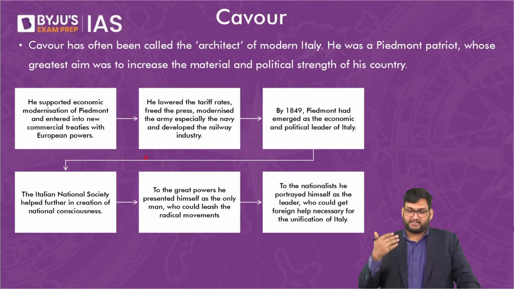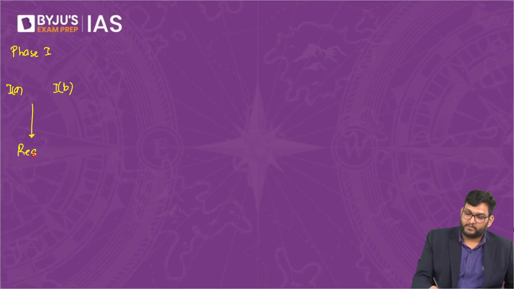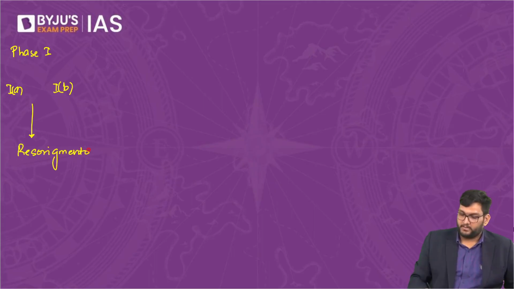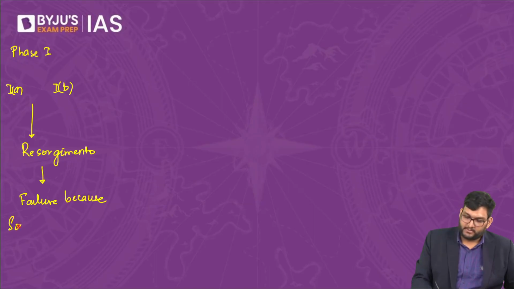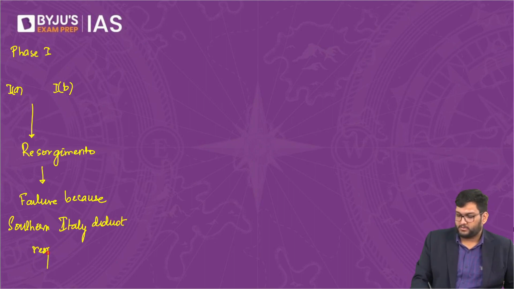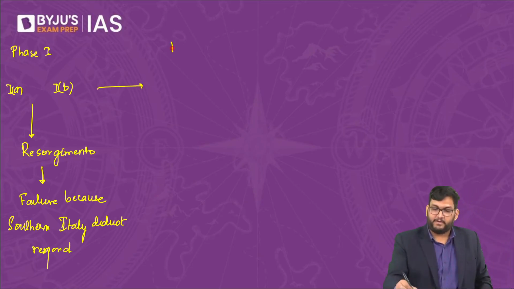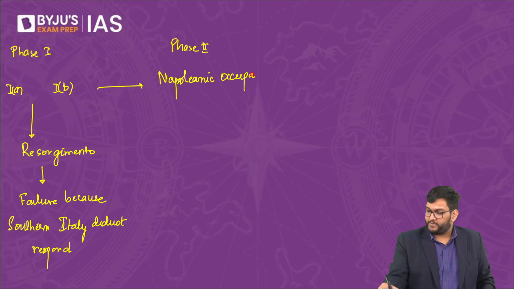So when we first discussed, we discussed phase 1, 1A and 1B, and this was Risorgimento, and this was a failure because southern Italy did not respond. Thereafter, we went into phase 2, which is Napoleonic occupation. And here, there are 2 things.